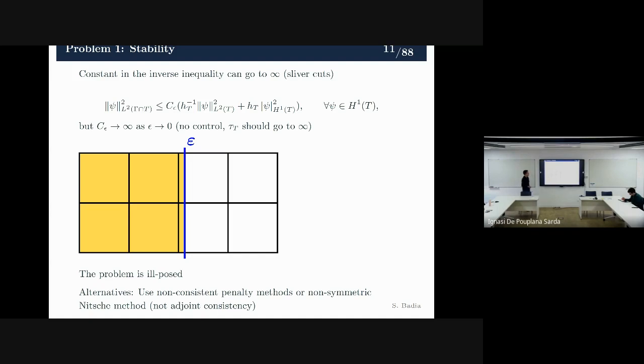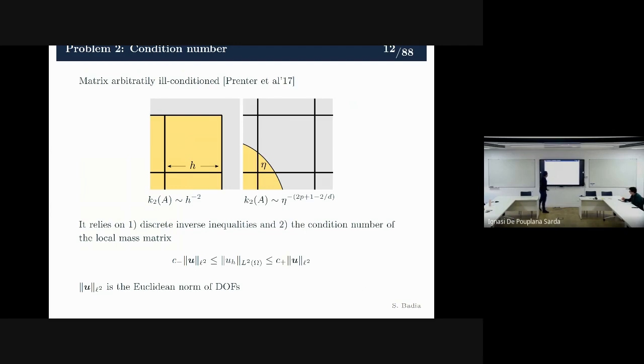Even if you have stability with these methods, the next issue is the condition number that you get when you try to solve your system. And again, that's pretty easy to understand. In finite elements, we know that the condition number of our matrices goes with h to the minus 2, where h is the characteristic size, let's say, of our finite elements. This comes from an inverse inequality.